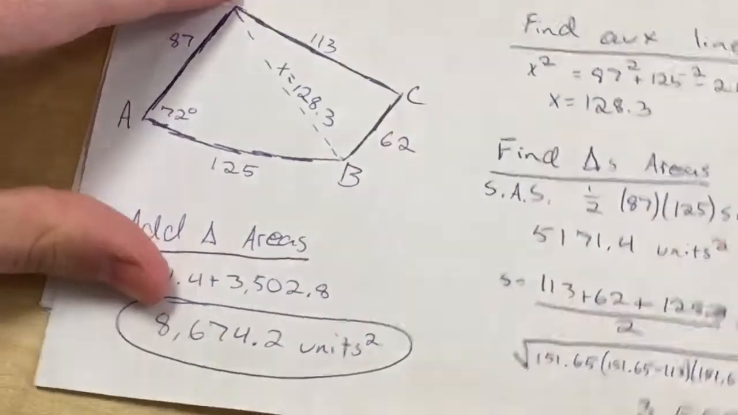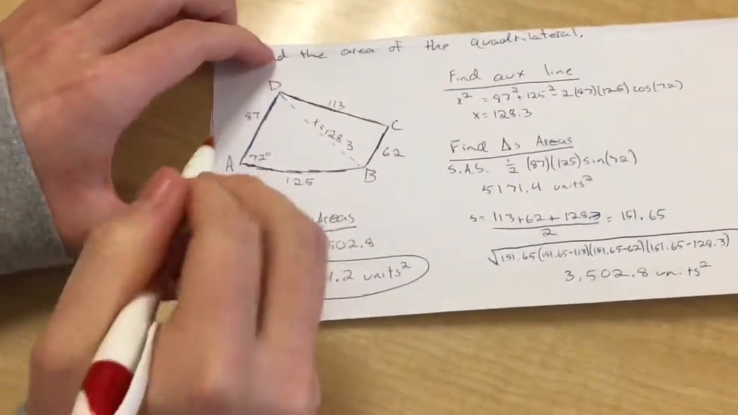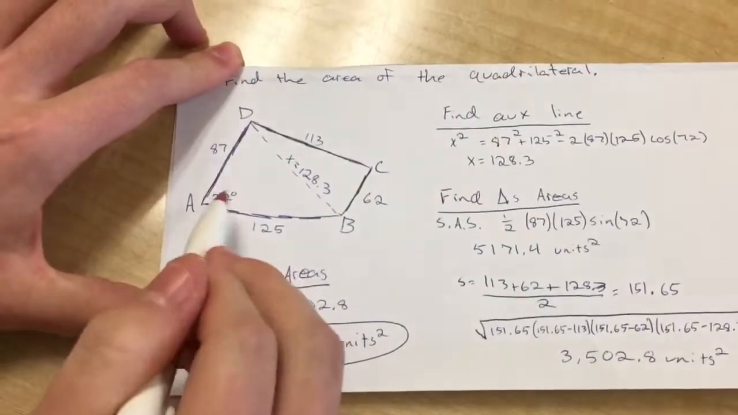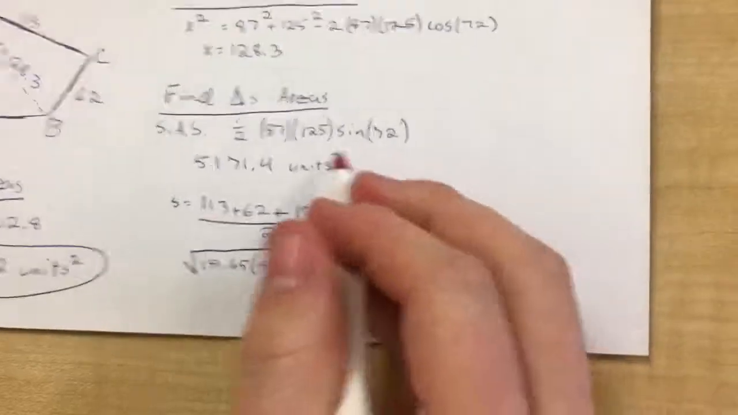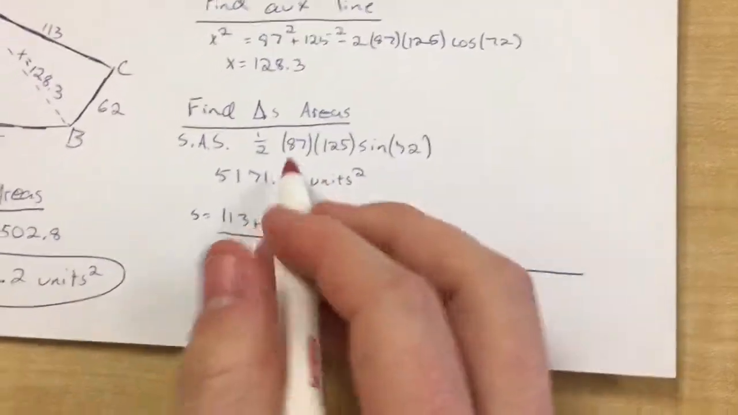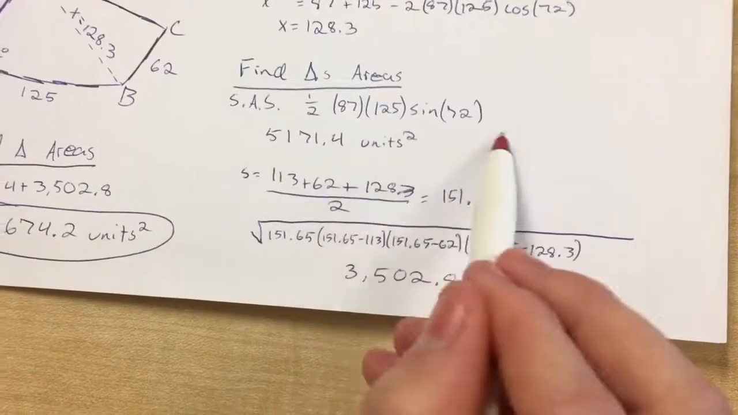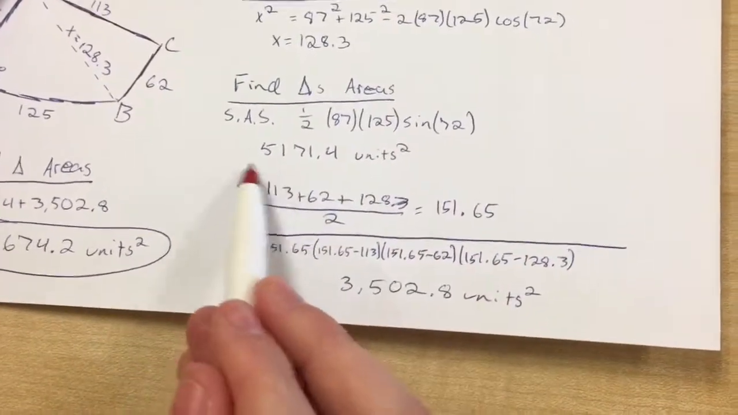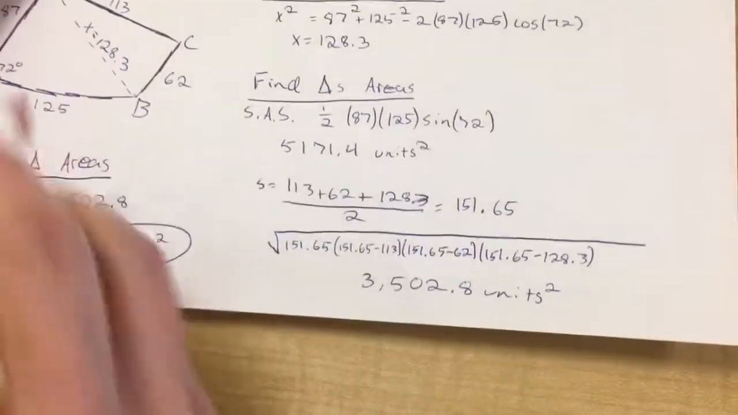And then after that, you're going to want to find the 2 triangles area. So obviously for this one, remember, we have side angle side. So if we have an angle in between the 2 sides given, we can just plug it into this formula. 1/2 base times height and then sine. So it would be 1/2 87 times 125 sine of 72, and you're going to end up with 5,171.4 units squared as your first area.